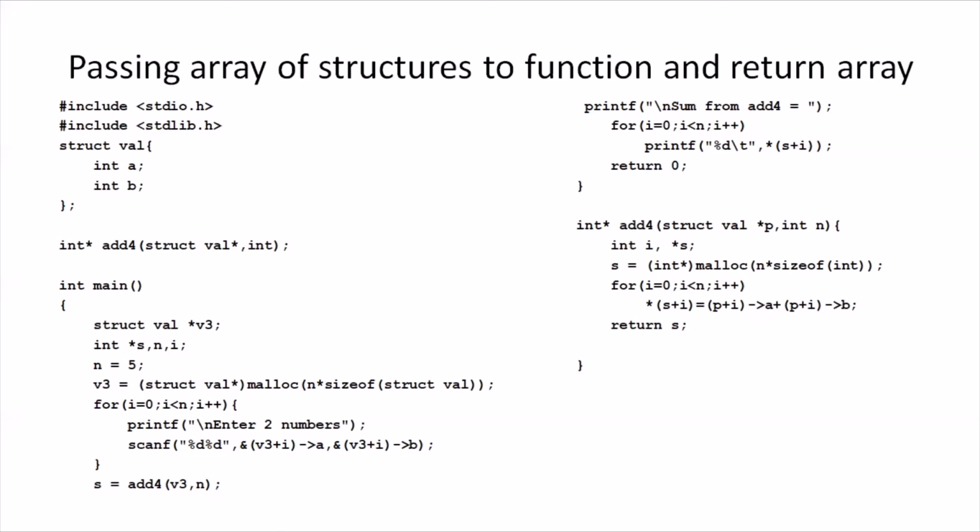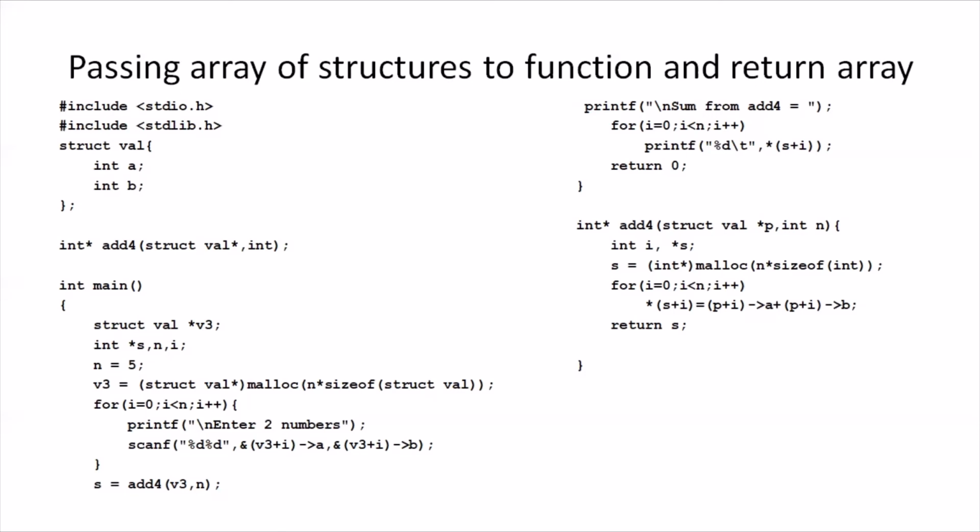Hence, we write scanf %d ampersand v3 plus i arrow a, ampersand v3 plus i arrow b. This statement is going to allow us to store integer values in the individual members of each cell of the array of structures. Once data has been stored in the array of structures, we next call the function s is equal to add4 v3 n. Here v3, that is the base address of the array of structures, and the value of the number n are being passed as parameters.